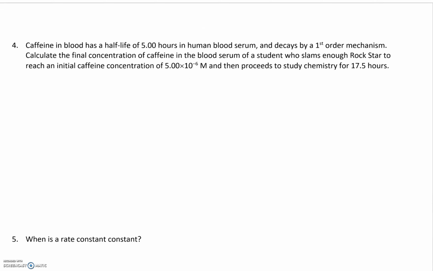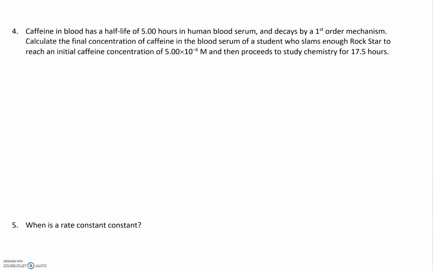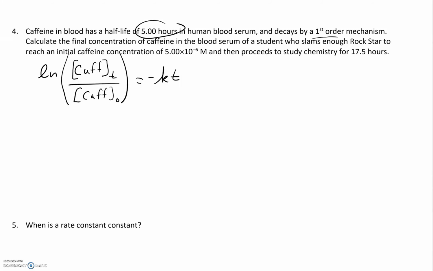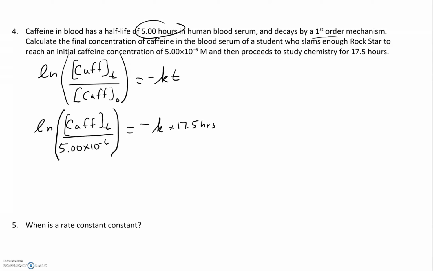Next question has to do with caffeine in the blood, which has a half-life of about 5 hours. I looked it up. We're told it decays by a first-order mechanism, so we're going to need the first-order integrated rate law. So here's the first-order integrated rate law for the disappearance of caffeine. We can add in the concentration and time and rate constant information. And we'd end up with this expression.